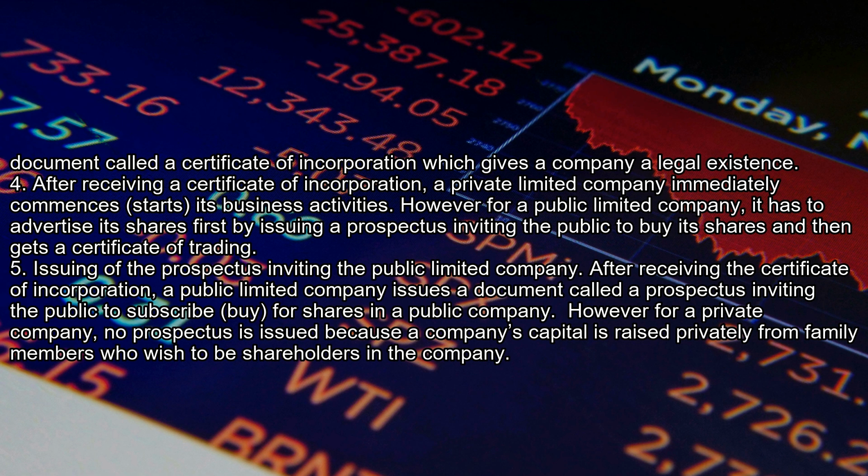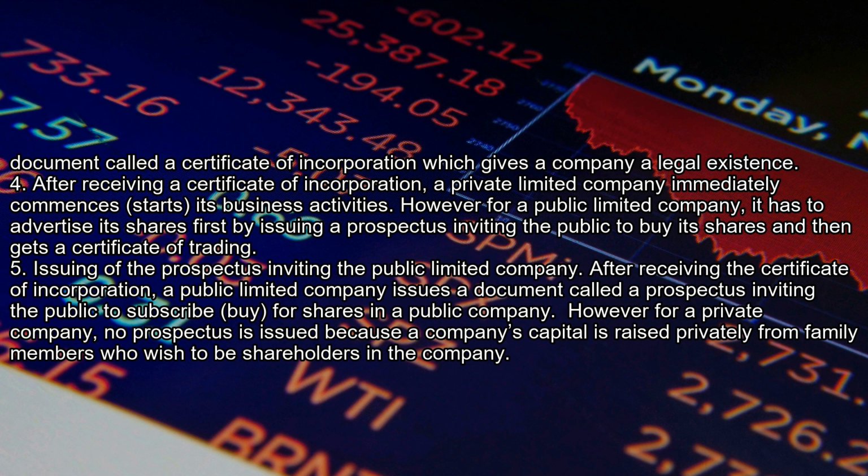4. After receiving a certificate of incorporation, a private limited company immediately starts its business activities. However, a public limited company has to advertise its shares first by issuing a prospectus inviting the public to buy its shares, and then gets a certificate of trading. 5. Issuing of the prospectus inviting the public. After receiving the certificate of incorporation, a public limited company issues a document called a prospectus inviting the public to subscribe for shares in a public company.